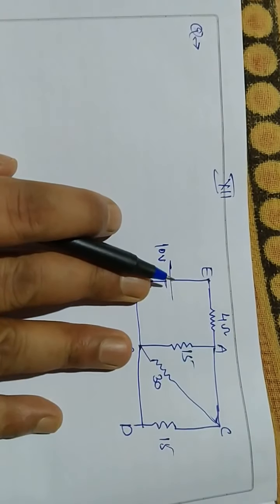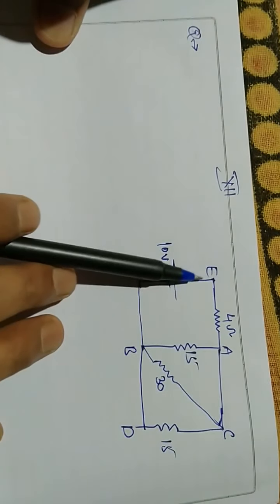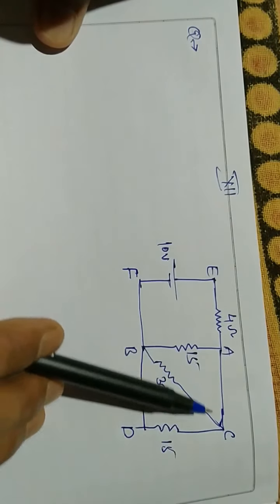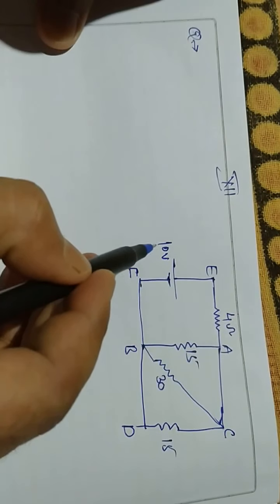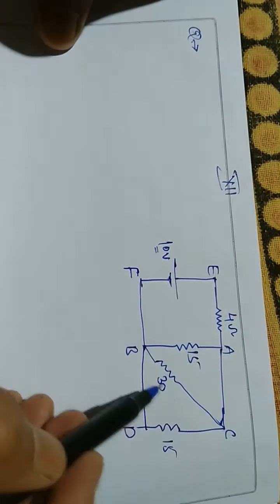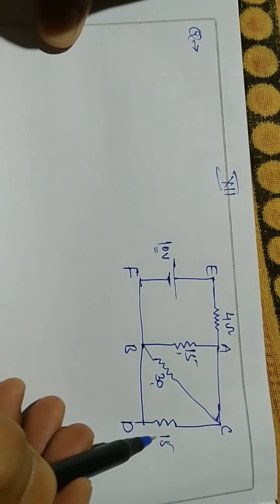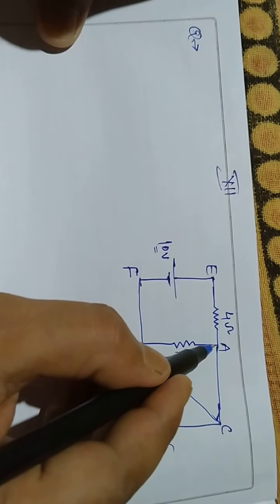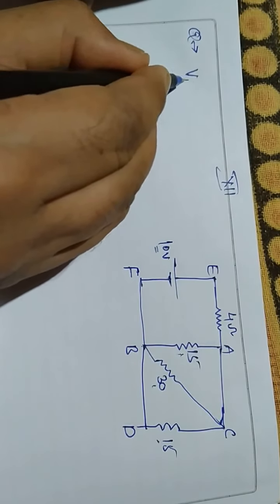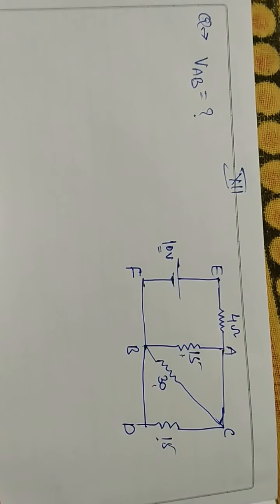Okay, we are going to solve this question given in this circuit. You can see there is a circuit which contains a battery of 10 volt, a resistance 4 ohm, another resistance 15 ohm, another resistance 30 ohm, another resistance 15 ohm arranged in a circuit. You have to find out the potential difference between point A and B. So you want to find out V_AB is equal to what in this circuit. Okay, this is your question.